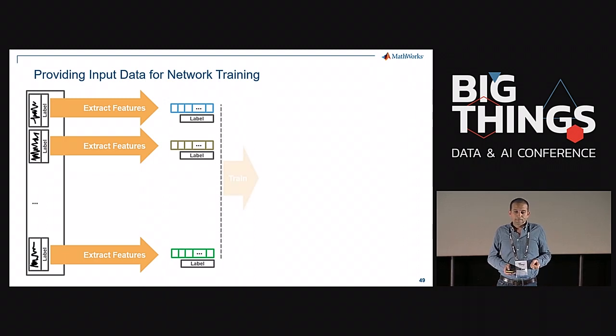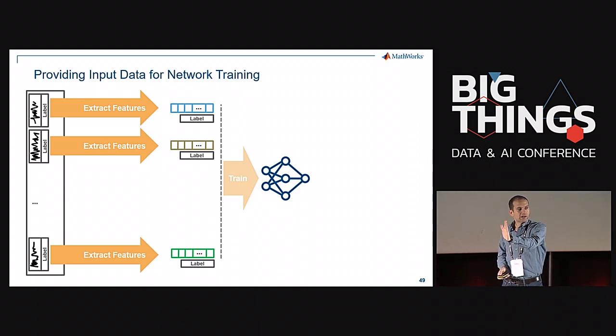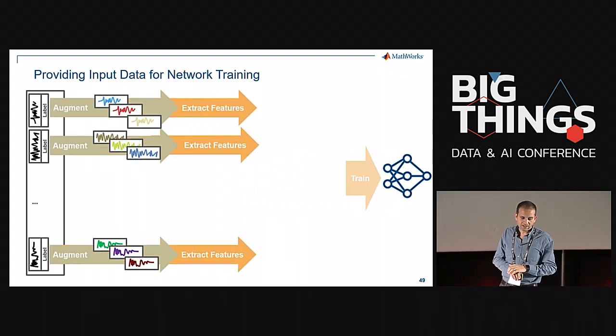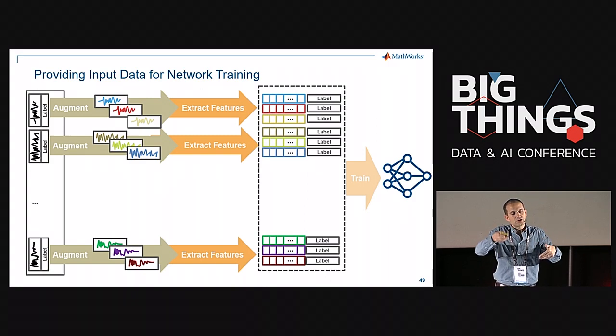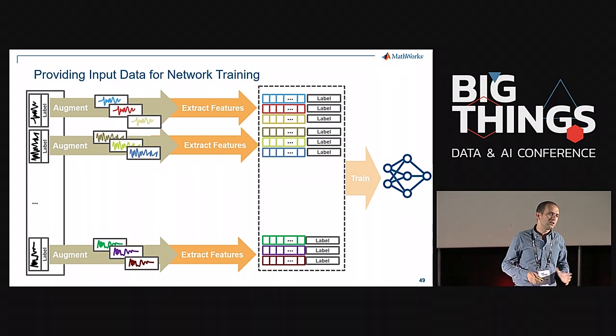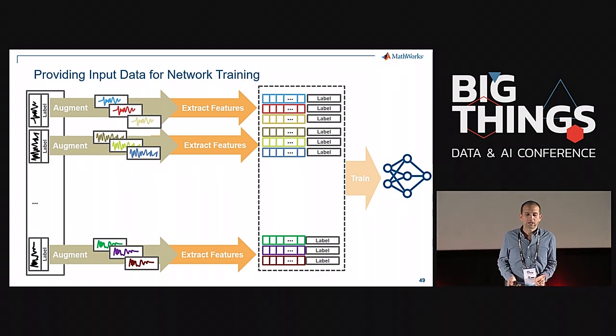Then you use the features along with the labels to train the network. You'll feed the features, and the features over time, to the network, and that's how the network will be optimized. Because we saw that almost always we also need to do augmentation. That means that the features will be extracted on the augmented data, right? So where you end up may be larger or smaller than the original data, depending on what you do. But this is the general workflow for training. So there's a lot going on.